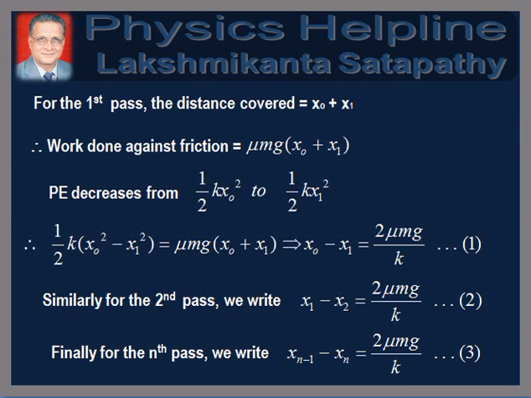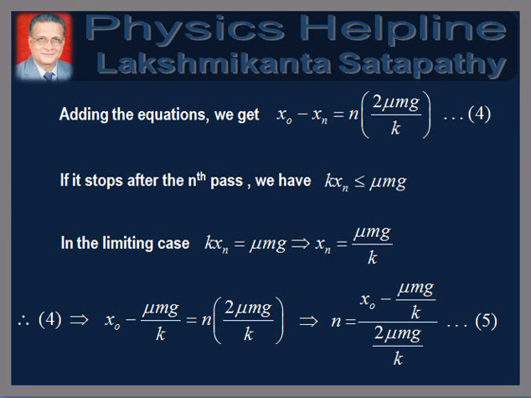Similarly, for the second pass, we write x1 minus x2 is equal to 2 mu mg by k. And finally, for the nth pass, we write xn minus 1 minus xn is equal to 2 mu mg by k. Adding the equations, we get x0 minus xn is equal to n into 2 mu mg by k.